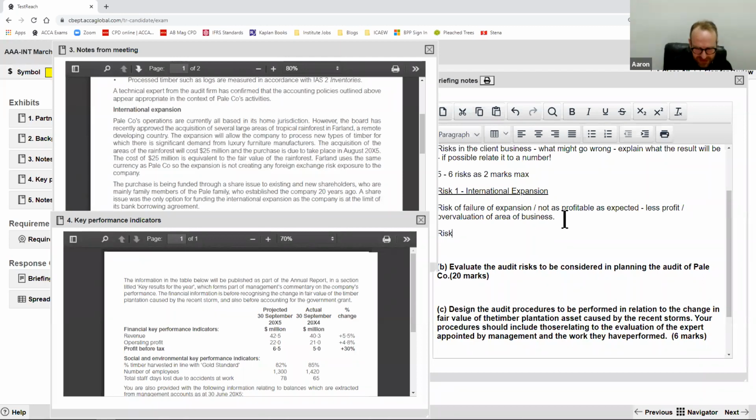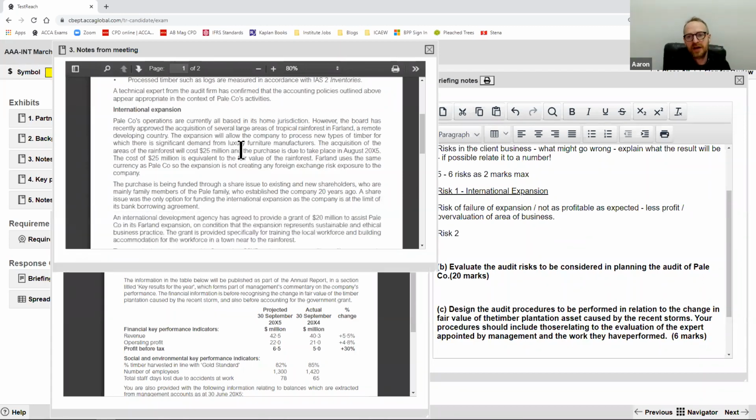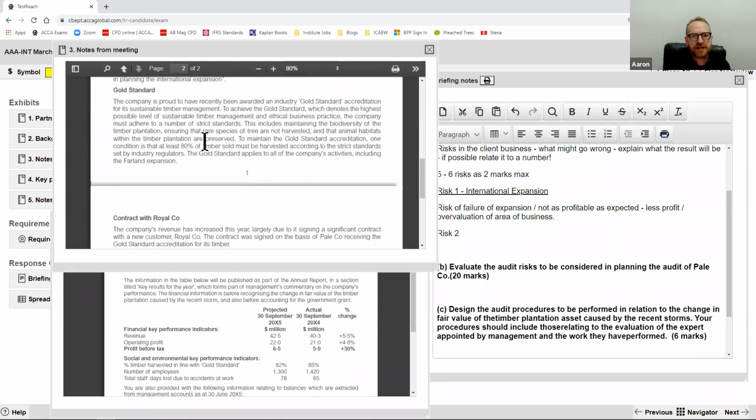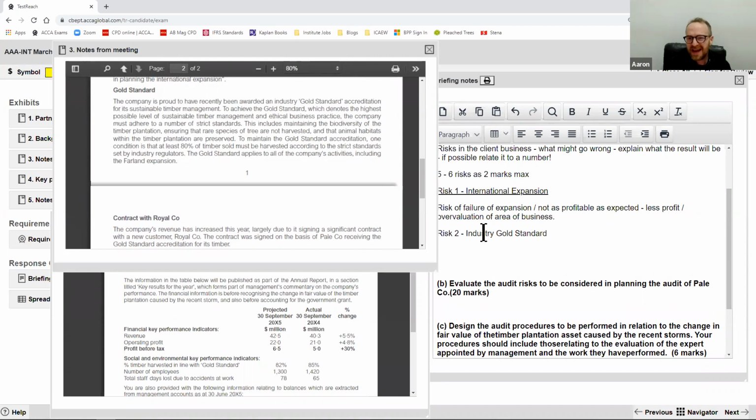Okay, and then saying risk two, and again, hopefully when you'd read through this, you would find that this industry gold standard, okay, so look, it's really important. When you look at it, a lot of their business is predicated on having this gold standard. So, oh, sorry, I just need to let Una back in.